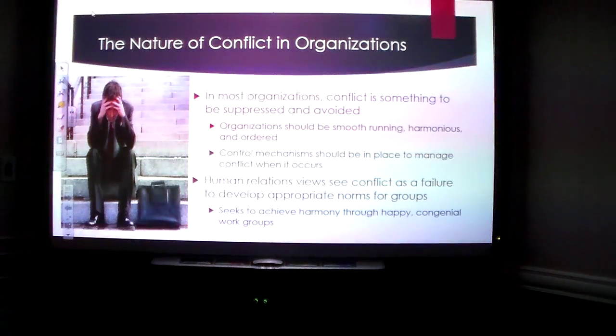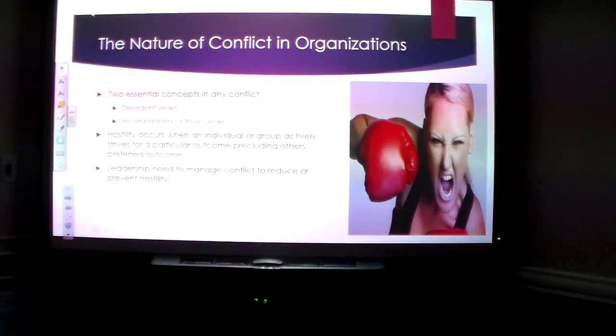So in most organizations, conflict is something to be suppressed and avoided. We want organizations to run smoothly, and you should be able to control conflict when it occurs. Human relations sees conflict as a failure. If you can't achieve harmony and happiness, then obviously you did something wrong and obviously you failed. So conflict in organizations will say that. They'll say that if there's too much conflict, then it's a failure on the part of somebody within the organization.